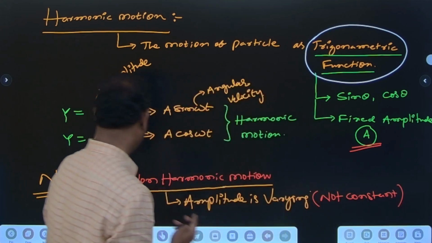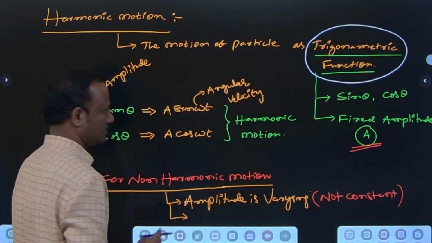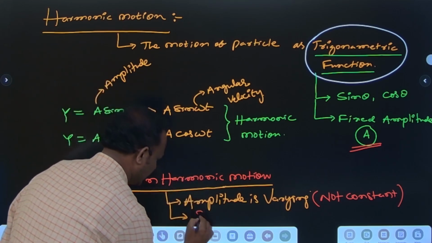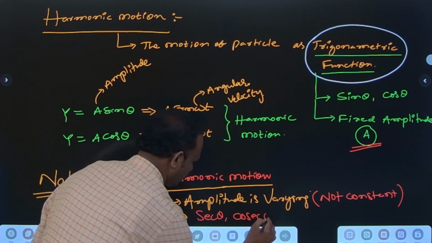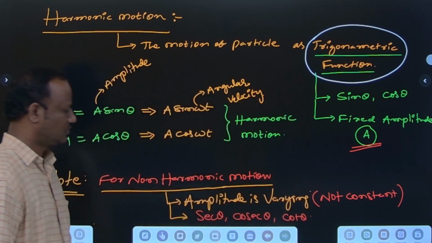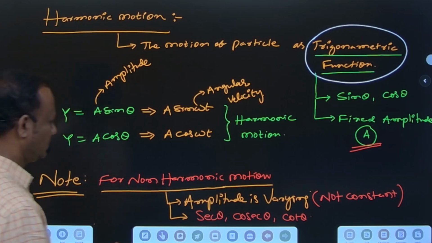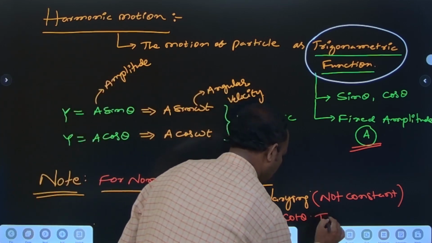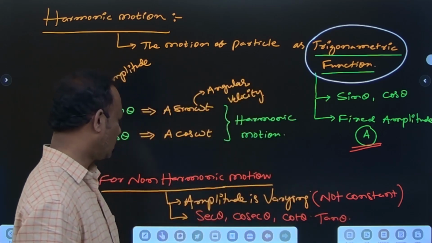So what trigonometric functions can be expressed? Other than these, if I say sec theta, cosec theta, cot theta, and the next one, tan theta, these are basically formed this way for non-harmonic motion.